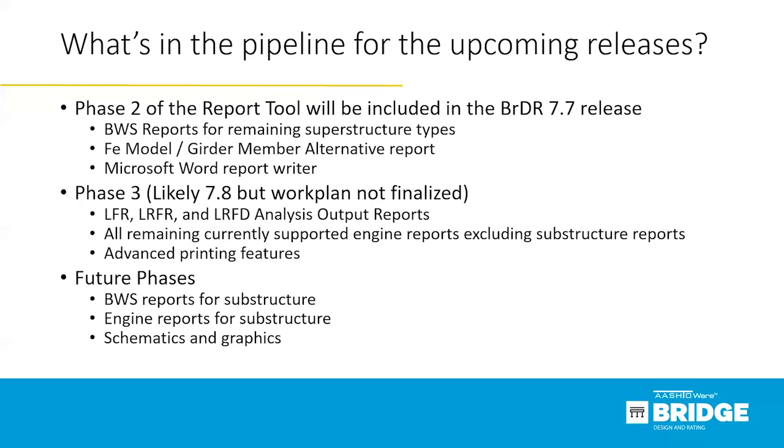So phase 3 of the report tool is likely going to be in 7.8, but the work plan hasn't been finalized yet. So this will include LFR, LRFR, and LRFD analysis reports. It will also include all the remaining engine reports and output reports, excluding substructure reports. And finally, it'll include advanced printing features.